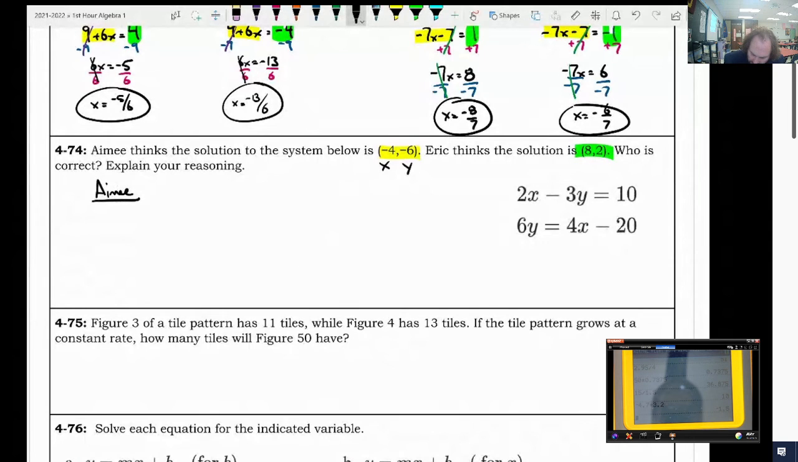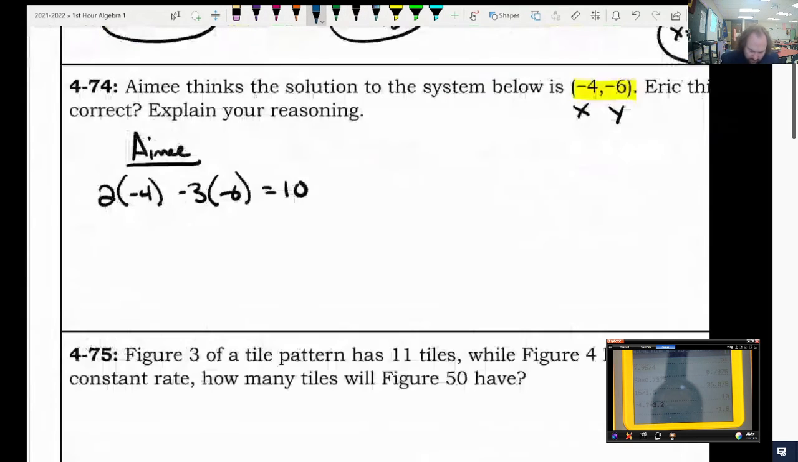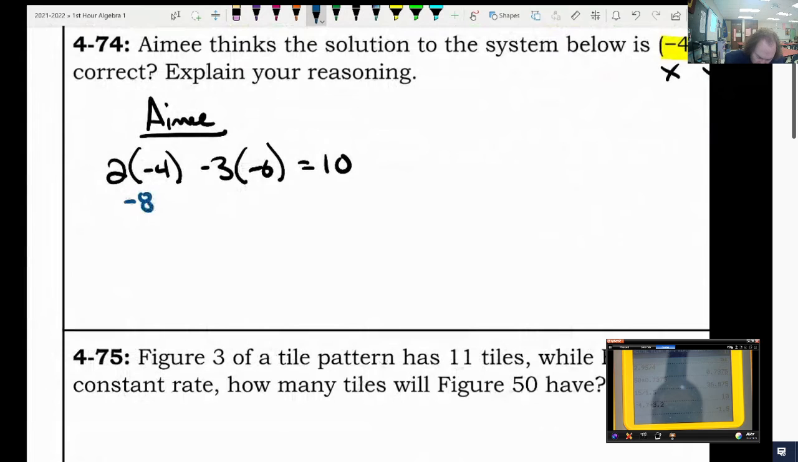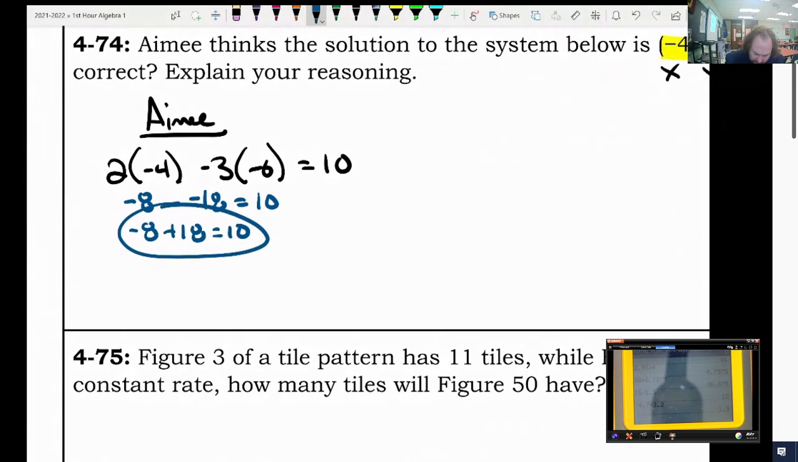So let's take the top equation and write it over here. It would be 2 times x minus 3 times y equals 10. We're just going to check to see if this works. So this would be negative 8 minus negative 18 equals 10, which is true. Negative 8 plus 18 is equal to 10. So that first one checks out.